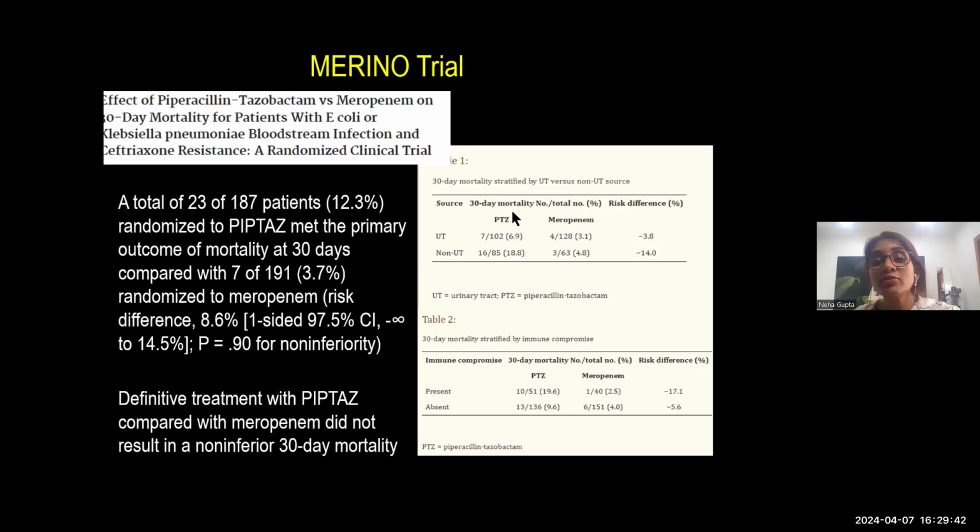and this 30-day mortality was much more pronounced in patients who did not have urinary tract infection. So in UTI, piperacillin-tazobactam was comparable to meropenem, but in the non-UTI syndromes, meropenem was better as compared to the BLBLI piperacillin. Similarly, in immunocompromised patients, the meropenem group had a lesser mortality as compared to the piperacillin-tazobactam group.